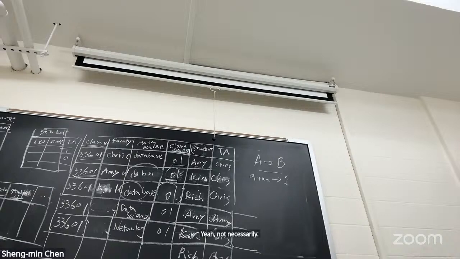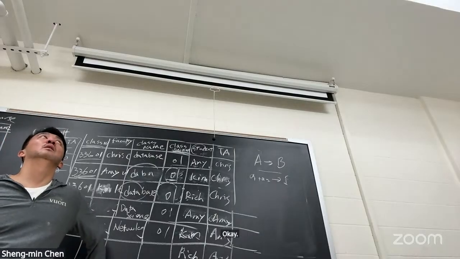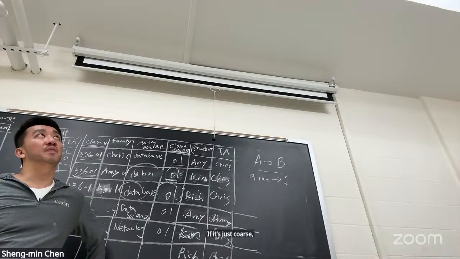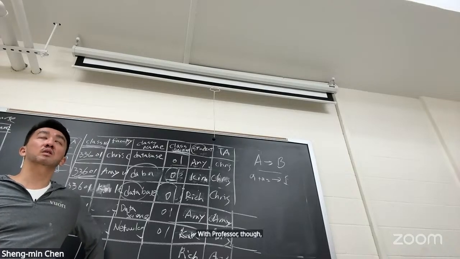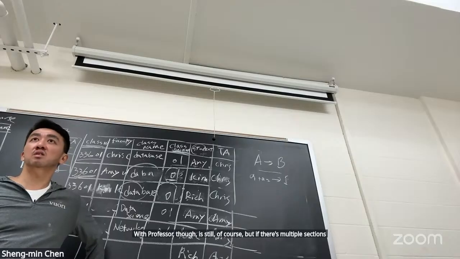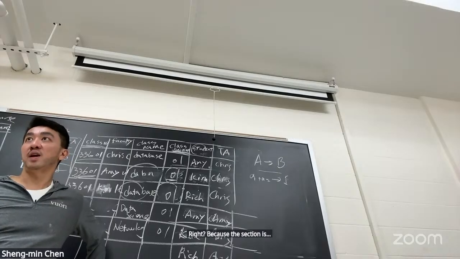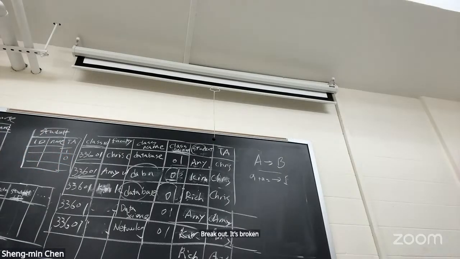Not necessarily. If there's multiple sections. It is one to many, right? Yeah. I mean, assuming each section has only one professor. Okay. Yeah. If it's just course with professor, though, it's still with course. But if there's multiple sections, then that's still many to many, though. Right? Because the section is broken out. It's broken out anyways.